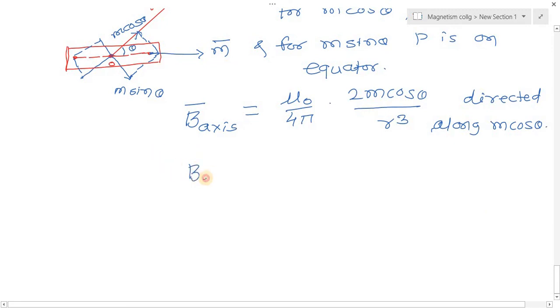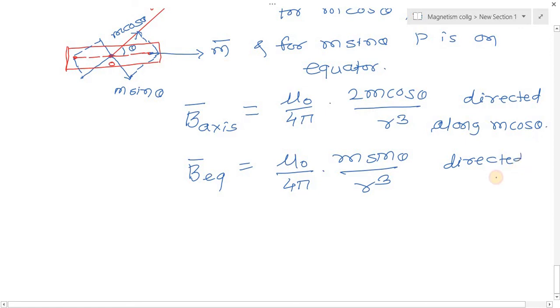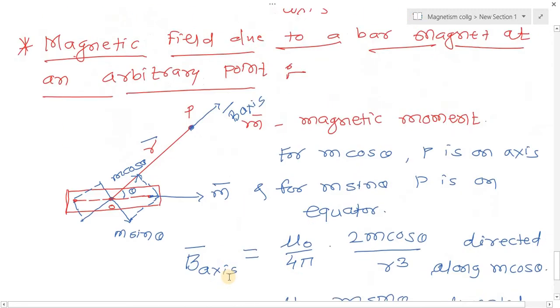So B equator is equal to what? Mu 0 upon 4 pi into m sin theta upon r cube. But this is perpendicular there. So this B equator is directed opposite to m sin theta. So for equatorial point, the magnetic field is directed opposite to m sin theta.